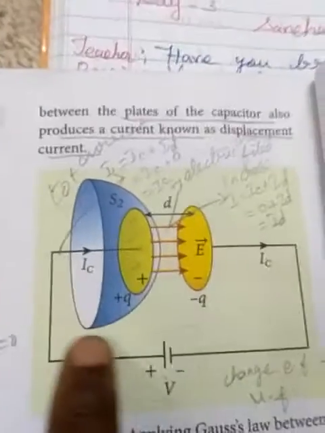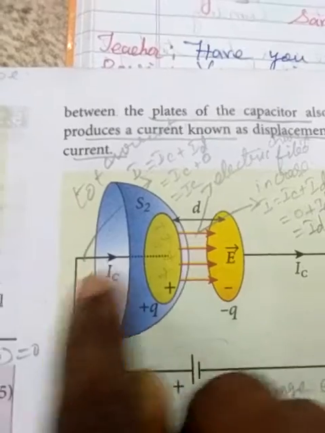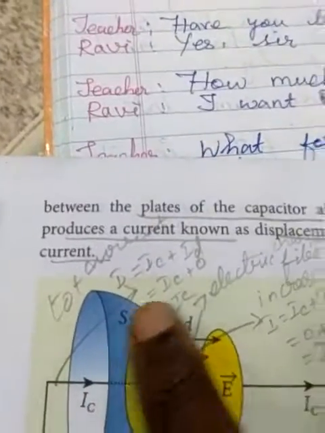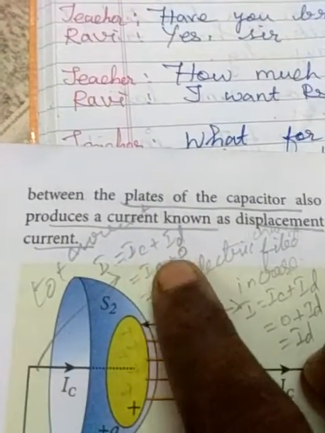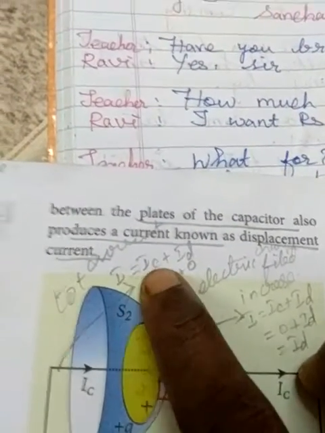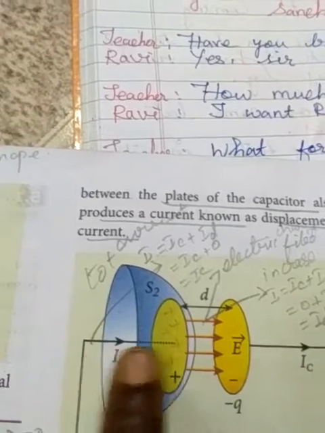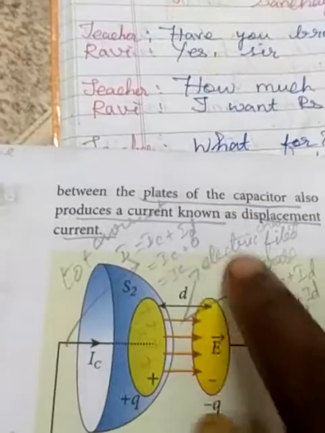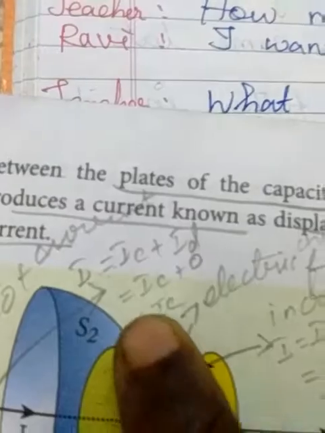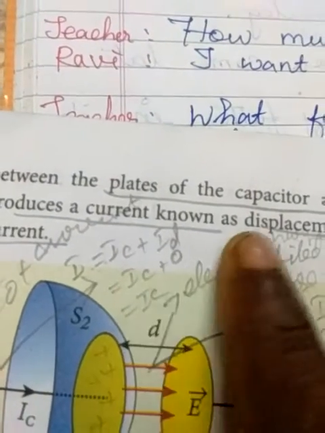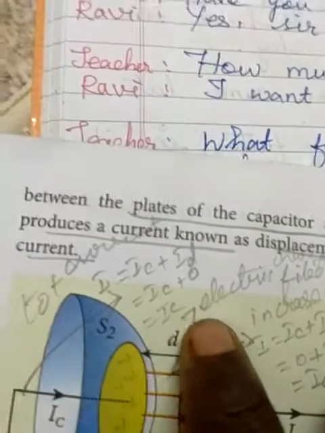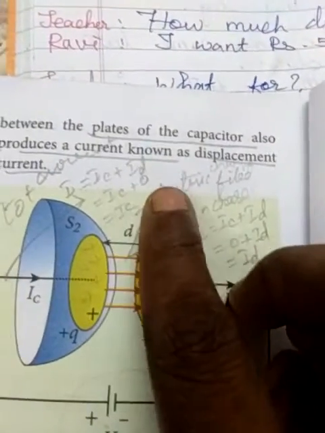Okay? Now you see that in the wire there is the conduction current I_C. The total current is I equivalent to I_C plus I_D, where I_C is the conduction current and I_D is the displacement current. Here, in the wire, there is no displacement current, so you take I_D equivalent to 0. So I is I_C plus 0, so I is equivalent to I_C only, and I_D is equivalent to 0.